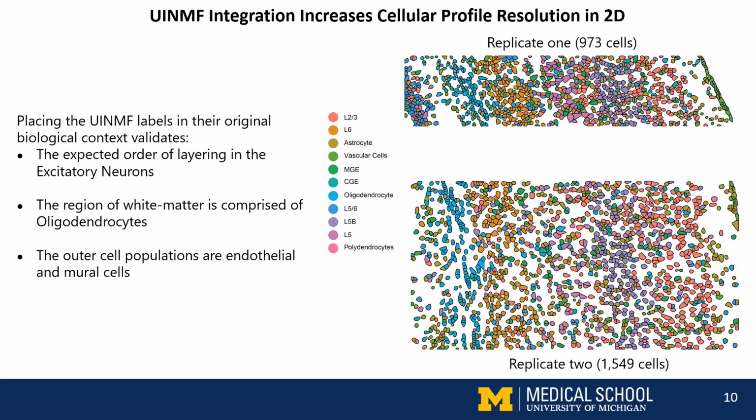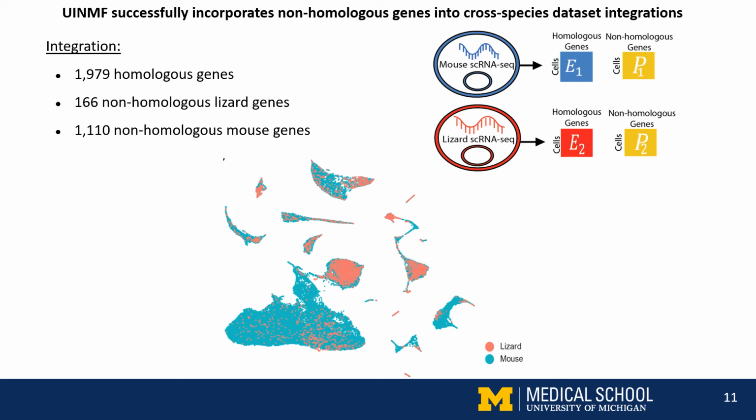Here we wish to demonstrate the use of UINMF to successfully incorporate non-homologous genes in cross-species dataset integrations. In this case, we used a lizard and a mouse single-cell RNA sequencing dataset. As shared features, we used homologous genes, of which we ended up having 1,979. And then for our unshared features, we used the non-homologous genes relevant to a single species. For the lizard, we had 166 non-homologous genes, and for the mouse, we had 1,110 non-homologous genes.